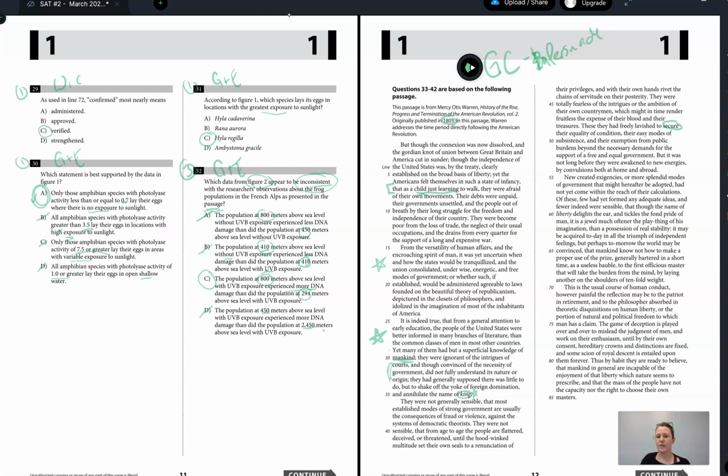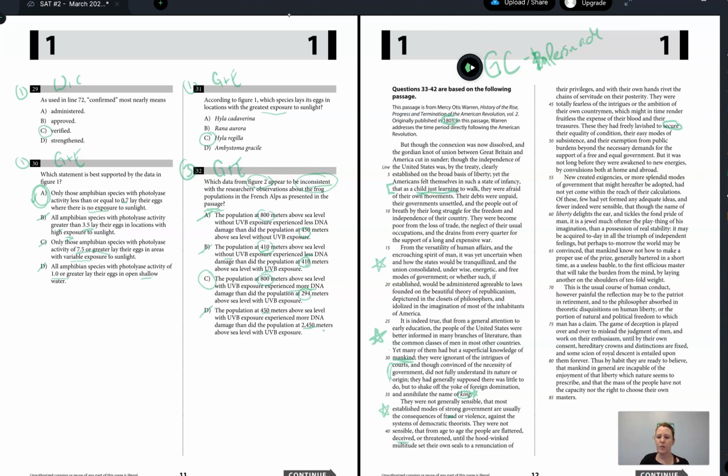They were not generally sensible that most established modes of strong government are usually the consequence of fraud or violence. So we had something about the historical government piece, like governments are historically established on, so I think that might be important later too. Also, fraud seems a little bit like deception. Against the systems of democratic theorists, they were not sensible that from age to age the people are flattered, deceived, or threatened. Oh, we have deceived right here too.